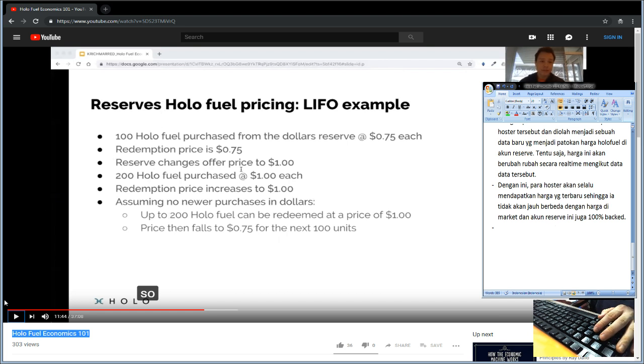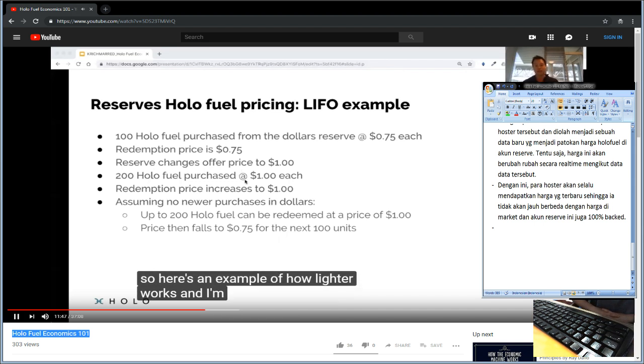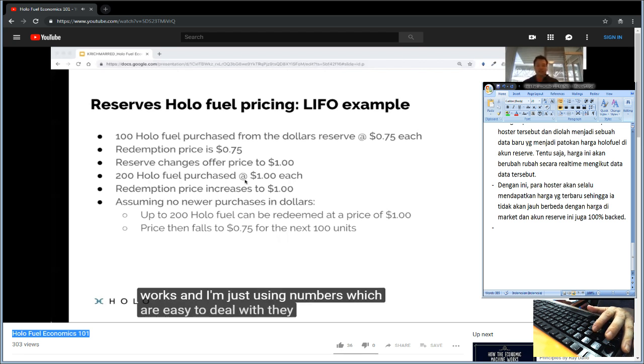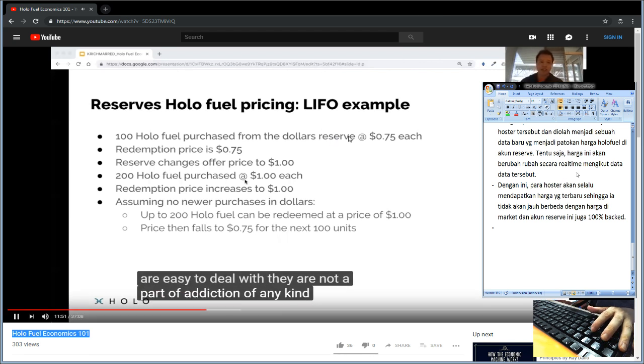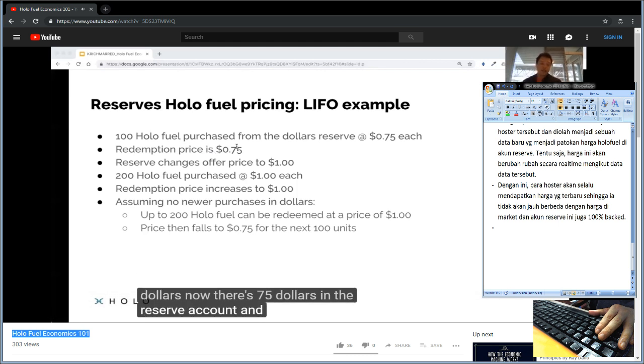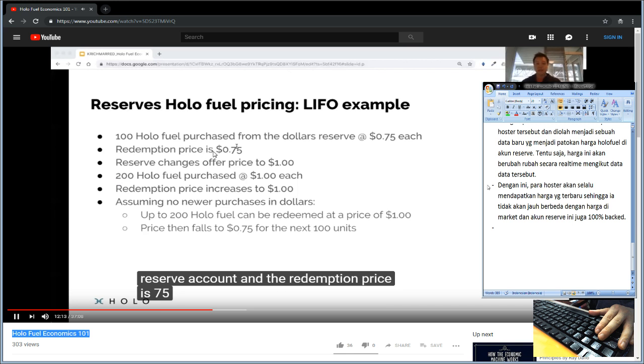This is an example of how LIFO works. I'm just using numbers which are easy to deal with. They are not a price prediction of any kind. So we start with an empty reserve account that currently sells Holo Fuel at, let's say, 75 cents each. Now, someone decides to buy 100 Holo Fuel for $75. Now there's $75 in the reserve account, and the redemption price is 75 cents.